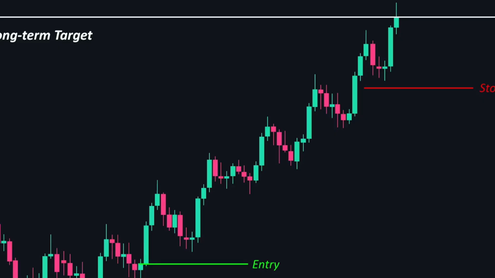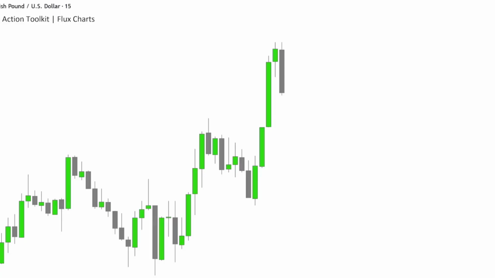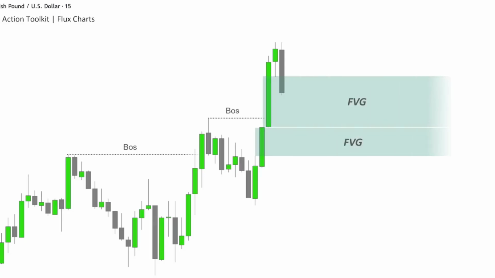Now, let's look at some examples on the price chart to fully apply this trading strategy. Here we have pound dollar on the 15-minute chart. Price is clearly making higher highs and higher lows, with strong breakouts to the upside. This means we are bullish on this pair and only looking for buying opportunities.